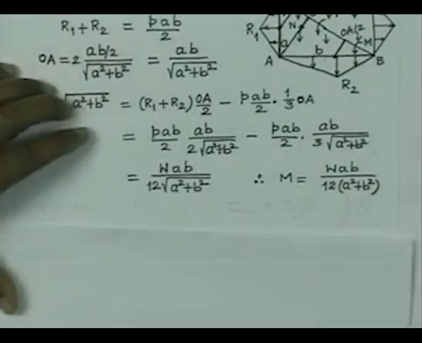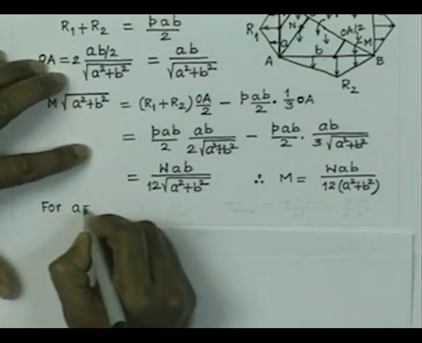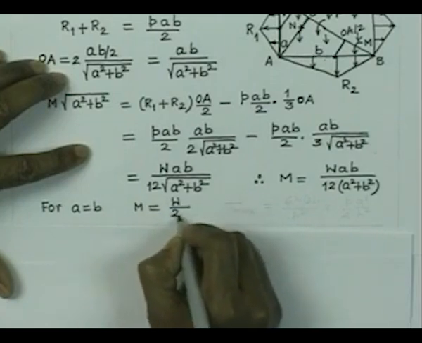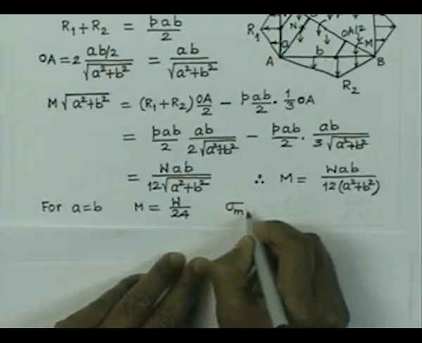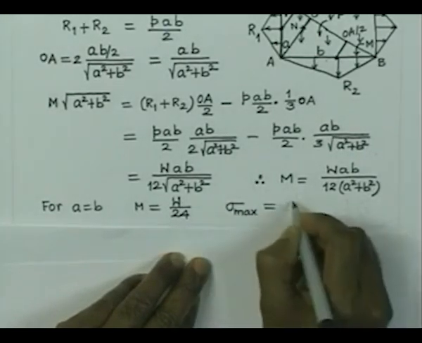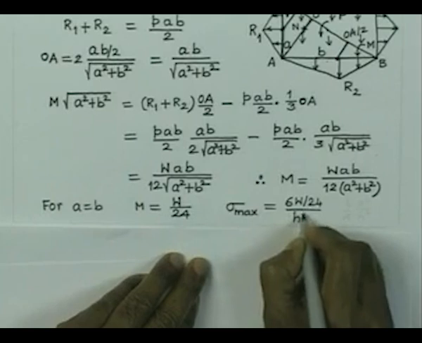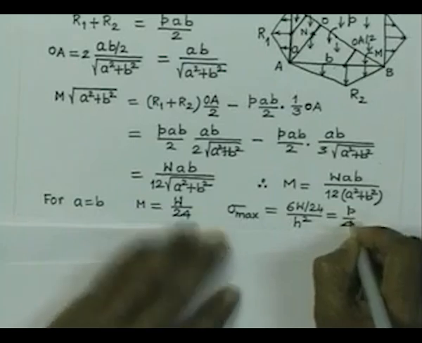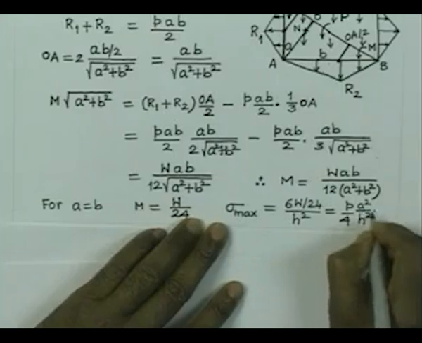So, now if I consider a square plate, so for A equal to B, we have M equal to W by 24, and therefore, sigma maximum is equal to 6 W by 4 by H square, and this is nothing but P by 4 A square by H square. So, again it is a good approximation.